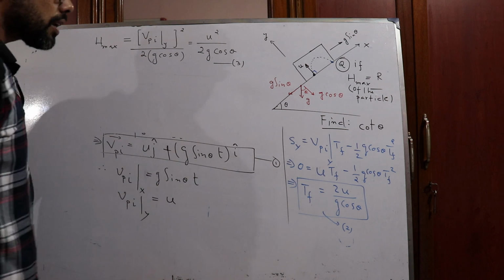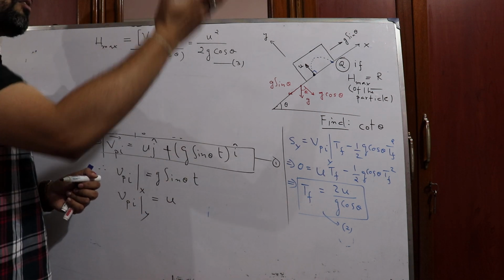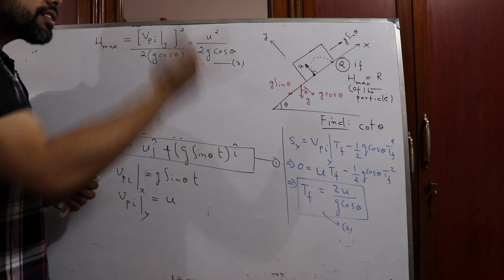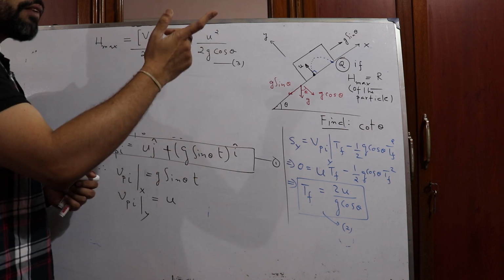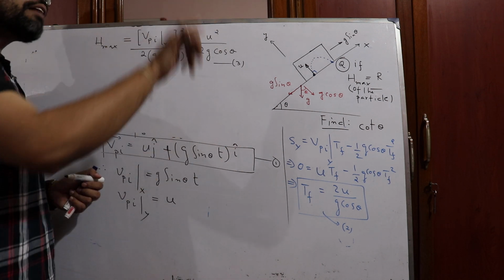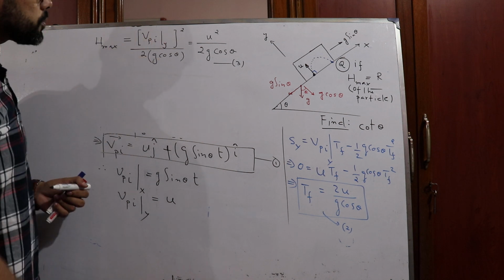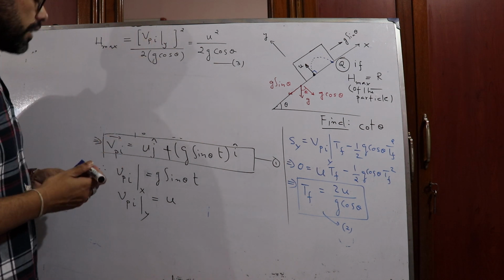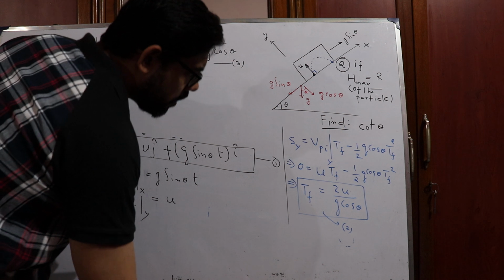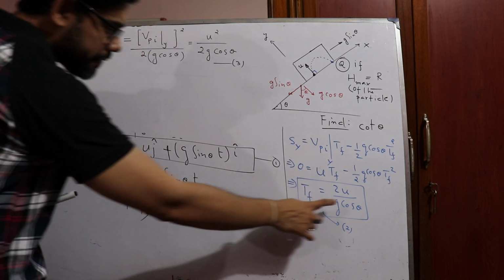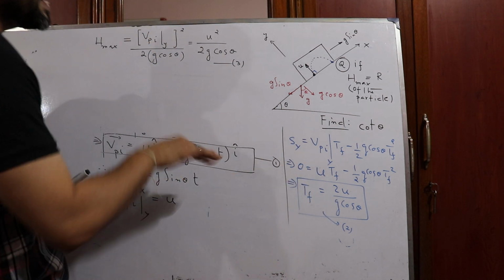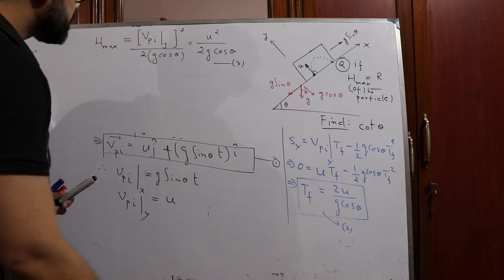It is trying to oppose the motion. You throw a ball vertically upward. What is the maximum height attained? If the velocity with which you project the particle is u, it will be u square by 2g. So here also the same approach. So we got an expression for H max. Now we also got tf, the total time of flight of this projectile, as 2u by g cos theta.